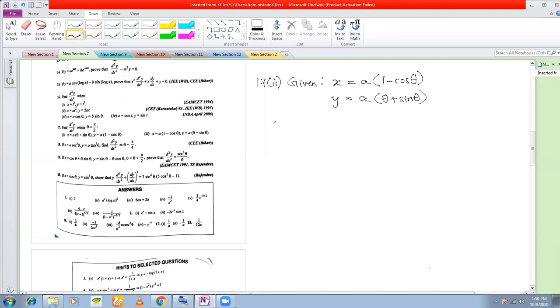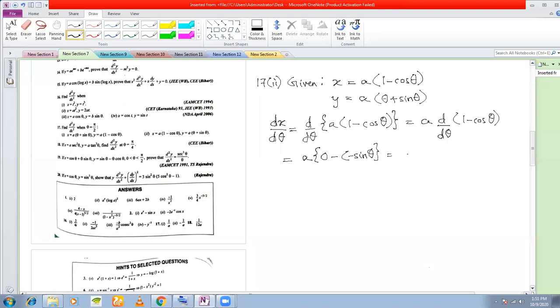How do you find? First find dx d theta. dx d theta is d theta of a into 1 minus cos theta. A is constant, so a d theta of 1 minus cos theta. d theta of 1 is 0, minus derivative of cos is minus sin. Yes, sir. So this simply becomes a sin theta.